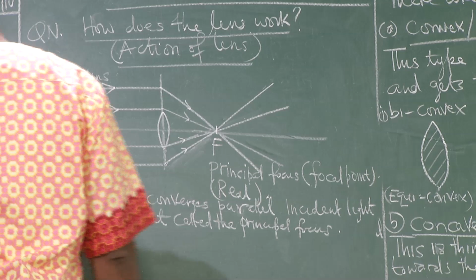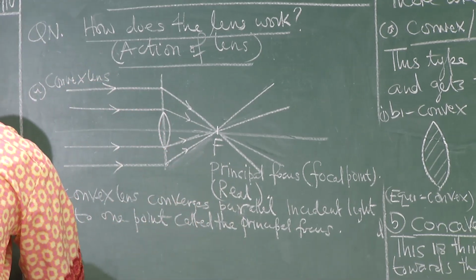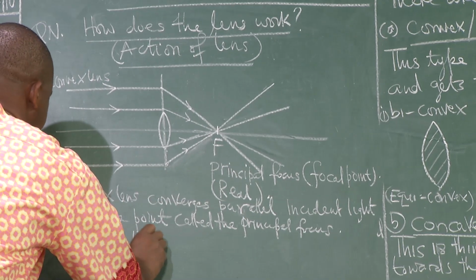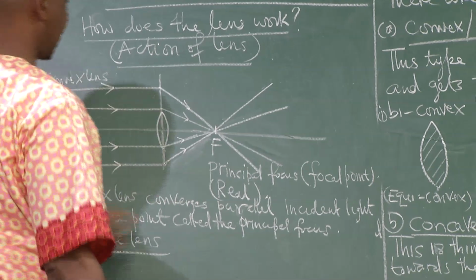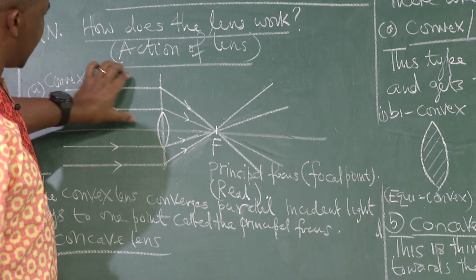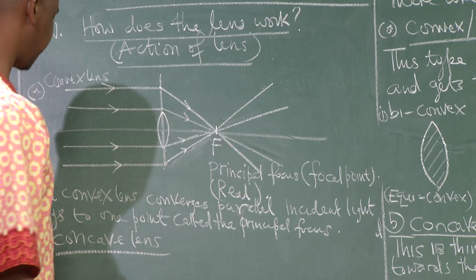To one point called the principal focus. If we look at the convex lens, this is the reason why the convex lens is called a converging lens. It brings together all the light rays to one point.